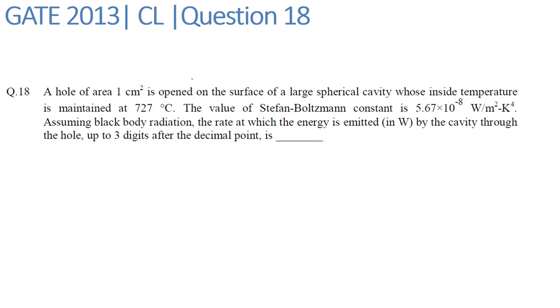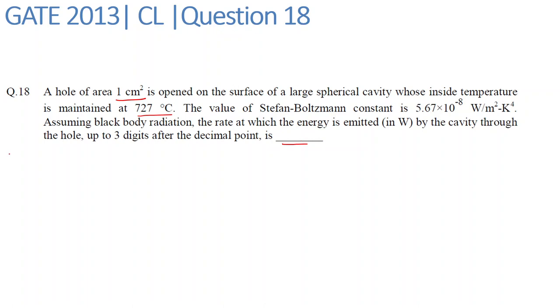So let's look at question number 18 from GATE 2013. In this question we have been given that a hole of area 1 centimeter square is opened on the surface of a large spherical cavity whose inside temperature is maintained at 720 degrees Celsius. The value of the Stefan-Boltzmann constant is 5.67 into 10 raised to minus 8 watt per meter square Kelvin raised to 4. Assuming black body radiation, the rate at which energy is emitted in watt by the cavity through the hole, up to 3 digits after the decimal point, is dash.